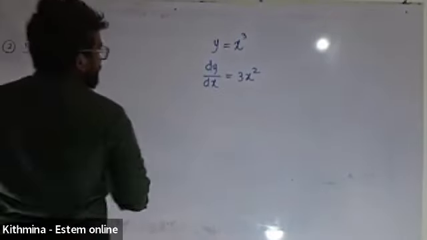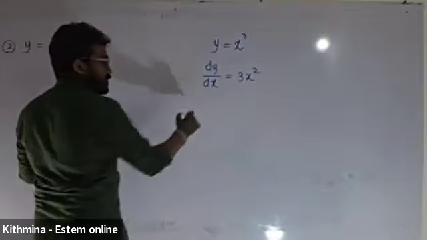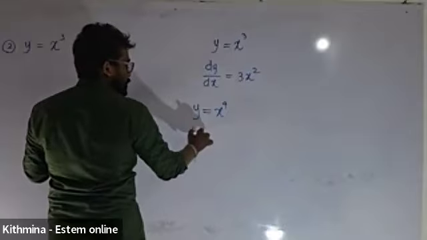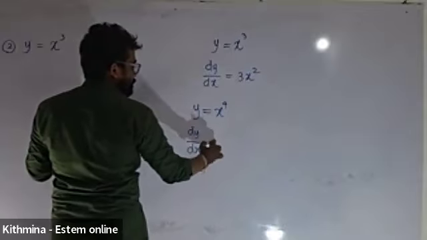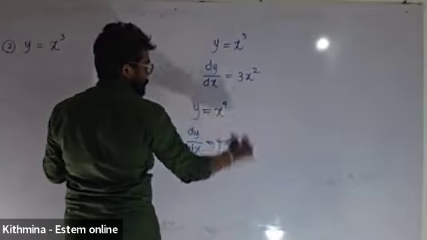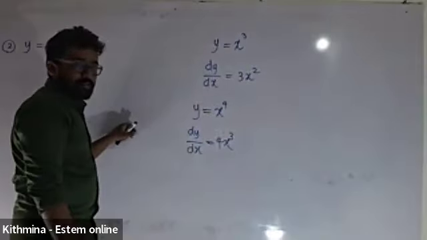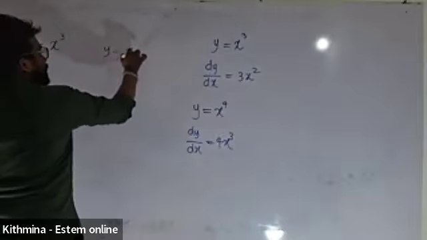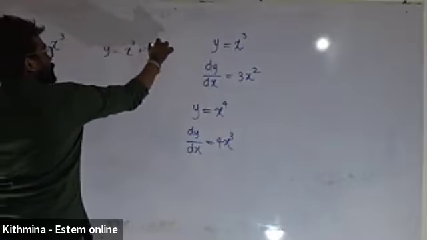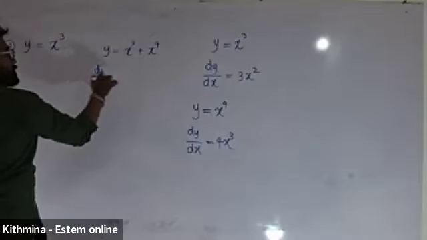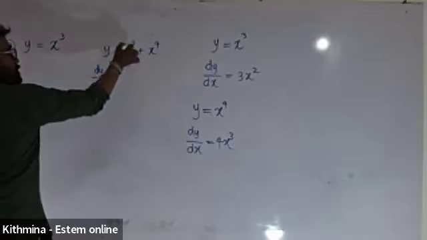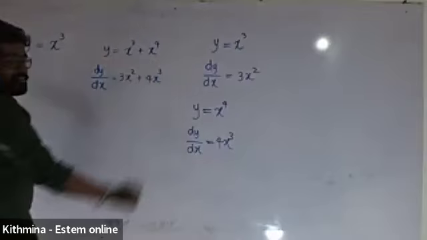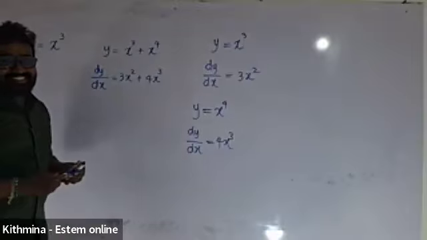So guess the pattern. If y equals x to the 4, then dy over dx is 4x cubed. If the function is x cubed plus x to the 4, then dy over dx is 3x squared plus 4x cubed. Can you guess the pattern?